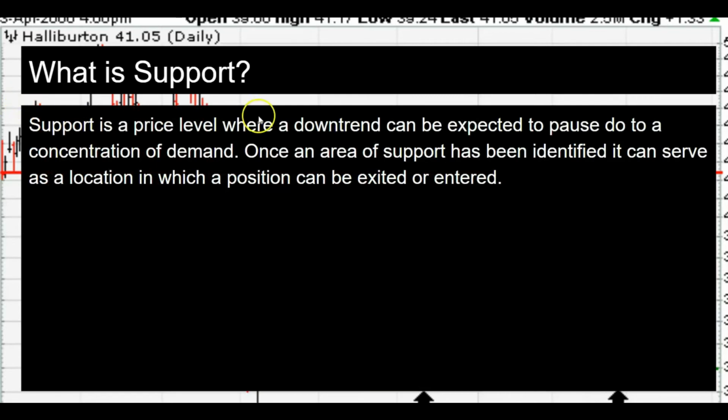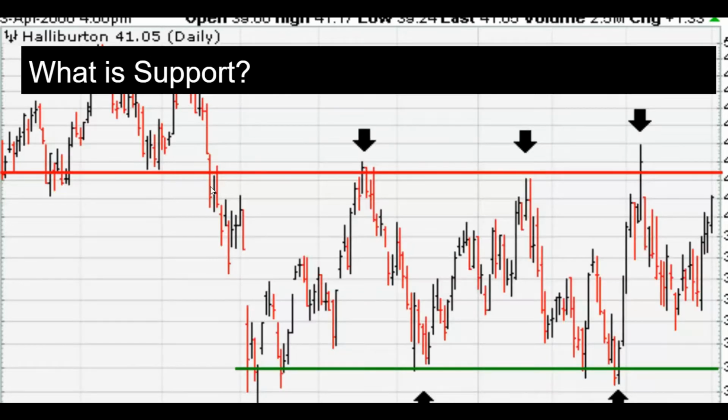Support is a price level where a downtrend can be expected to pause due to a concentration of demand. Once an area of support has been identified, it can serve as a location in which a position can be exited or entered. Okay, so here we go. Support. I'm going to show you on this chart.